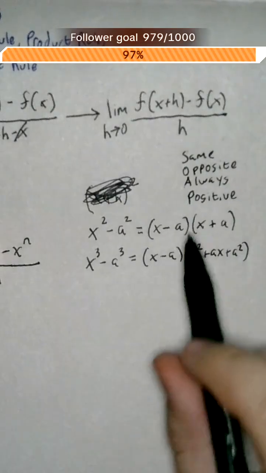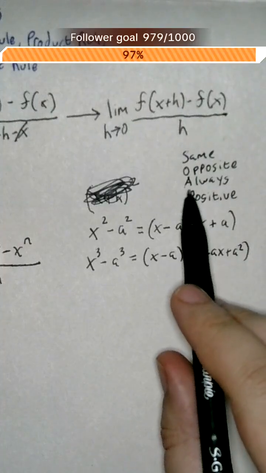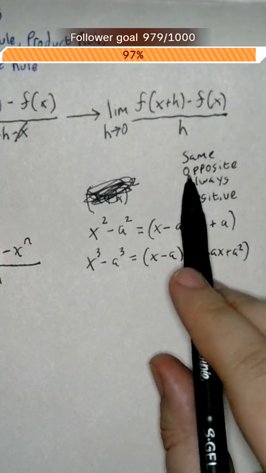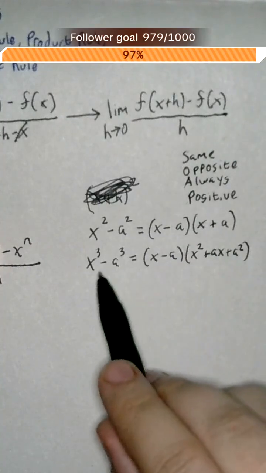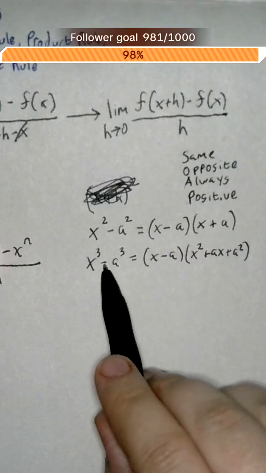So, this tells me what the signs are when I have sum or difference of cubes. So, my first sign is going to be the same as the sign that's out here.